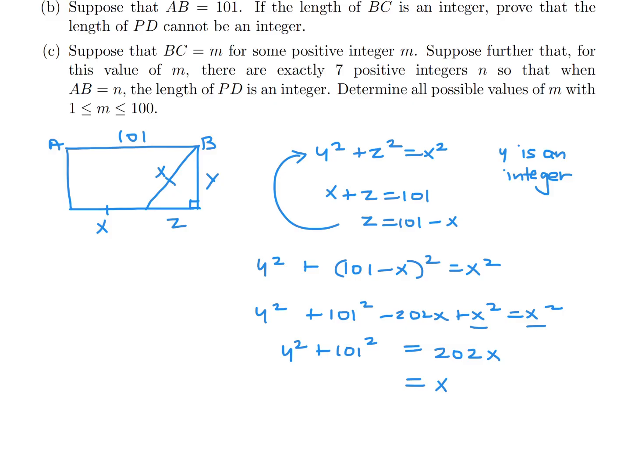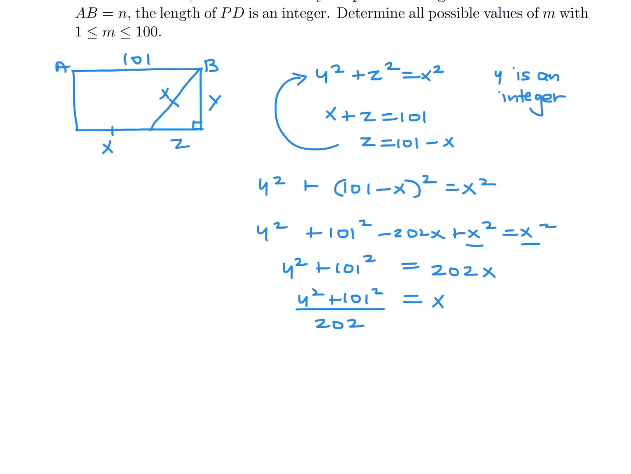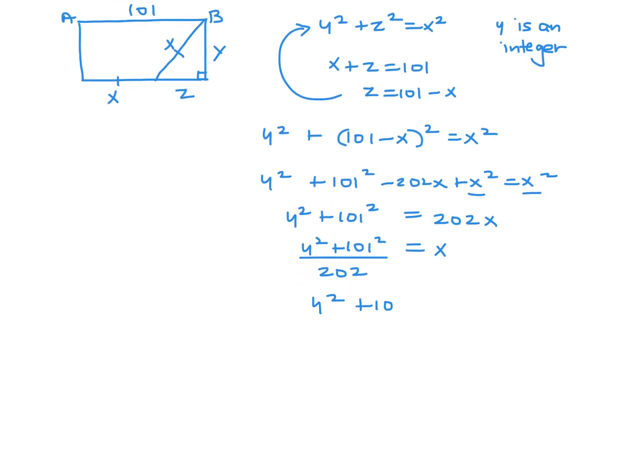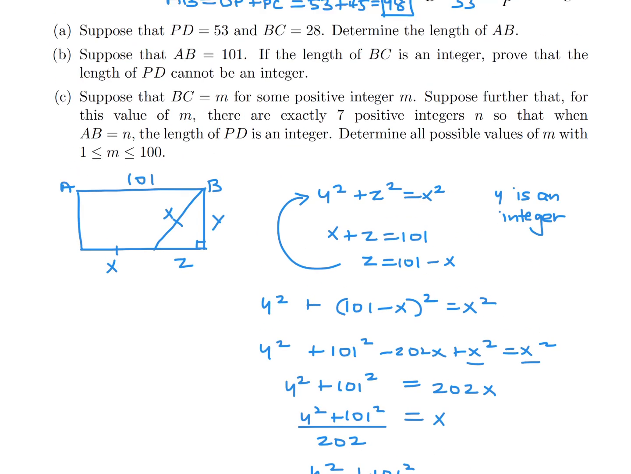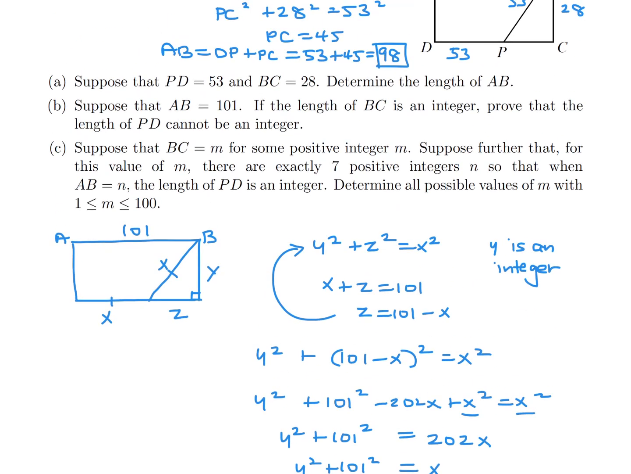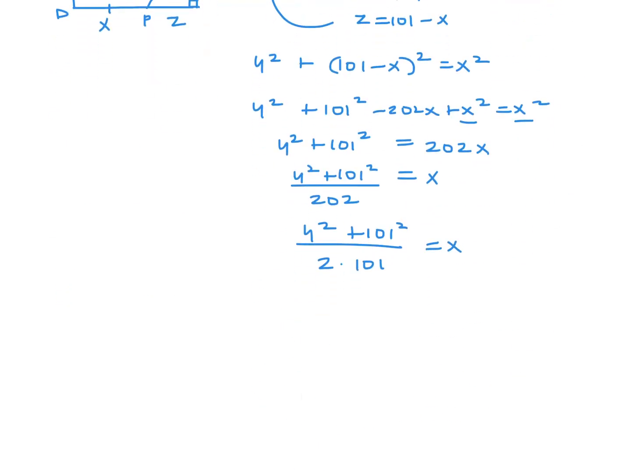And then if you isolate for x, you'll get that, which we can further break up into 2 times 101. Okay, so now we have to figure out if x can be an integer or not, right? That's what they're asking. x is representing PD in my diagram. Okay, so can this be an integer? Well, let's see. What are the properties of y? y is an integer, right? They tell us that. Let's go back to the diagram.